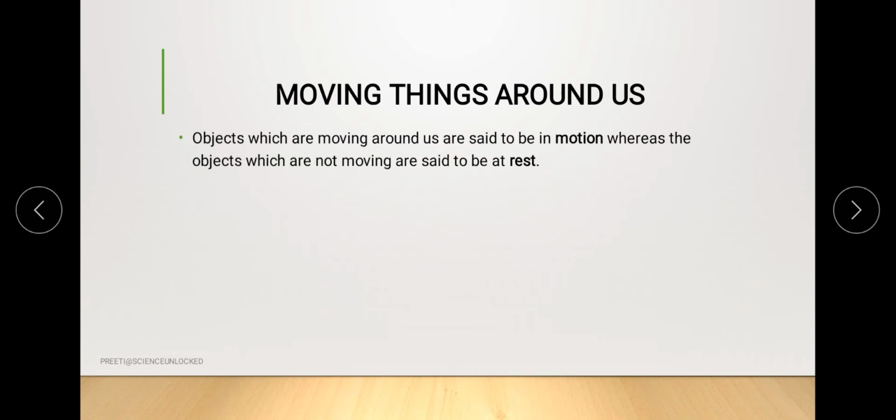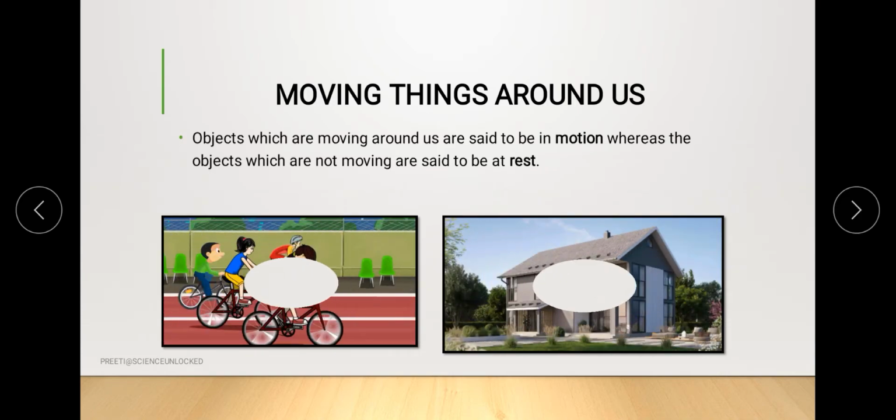So, we should know which are the things that are moving around us and which are the things which are at rest, because we know that there are certain objects which have the tendency to move, whereas there are certain objects which will remain at rest. As you can see in front of you are the two situations: the kids are riding the bicycle, whereas the rest is about the house that is at rest.